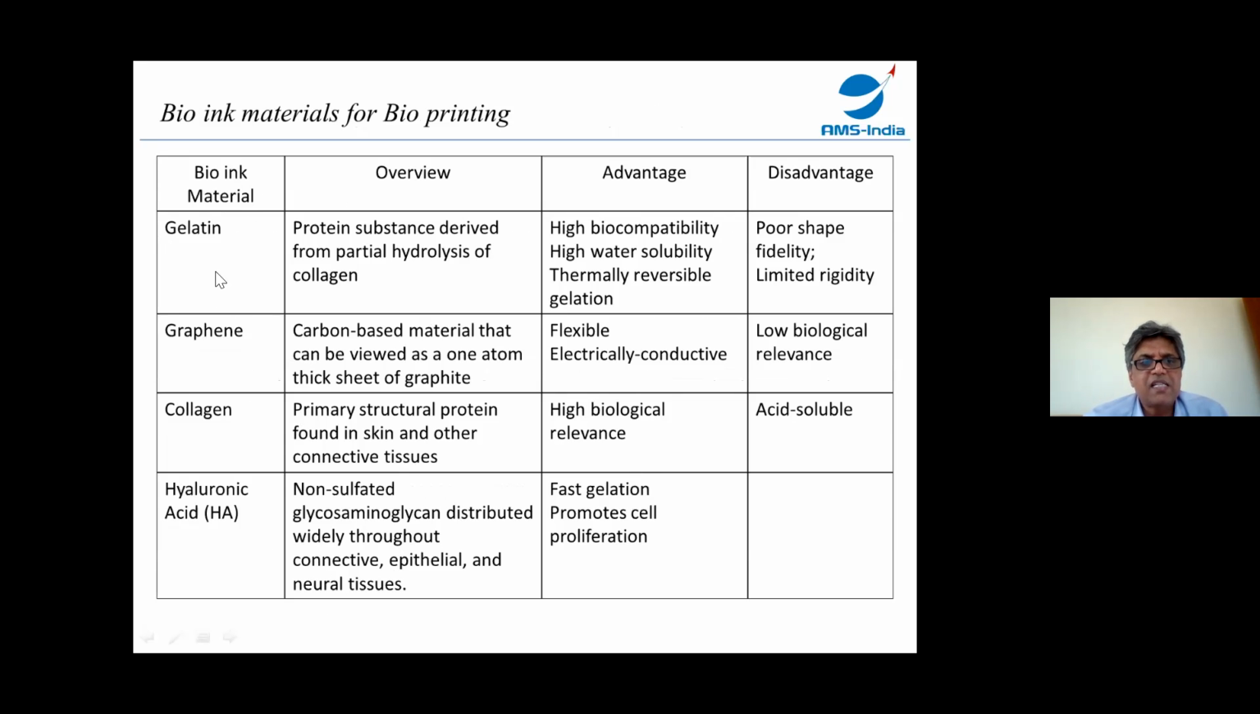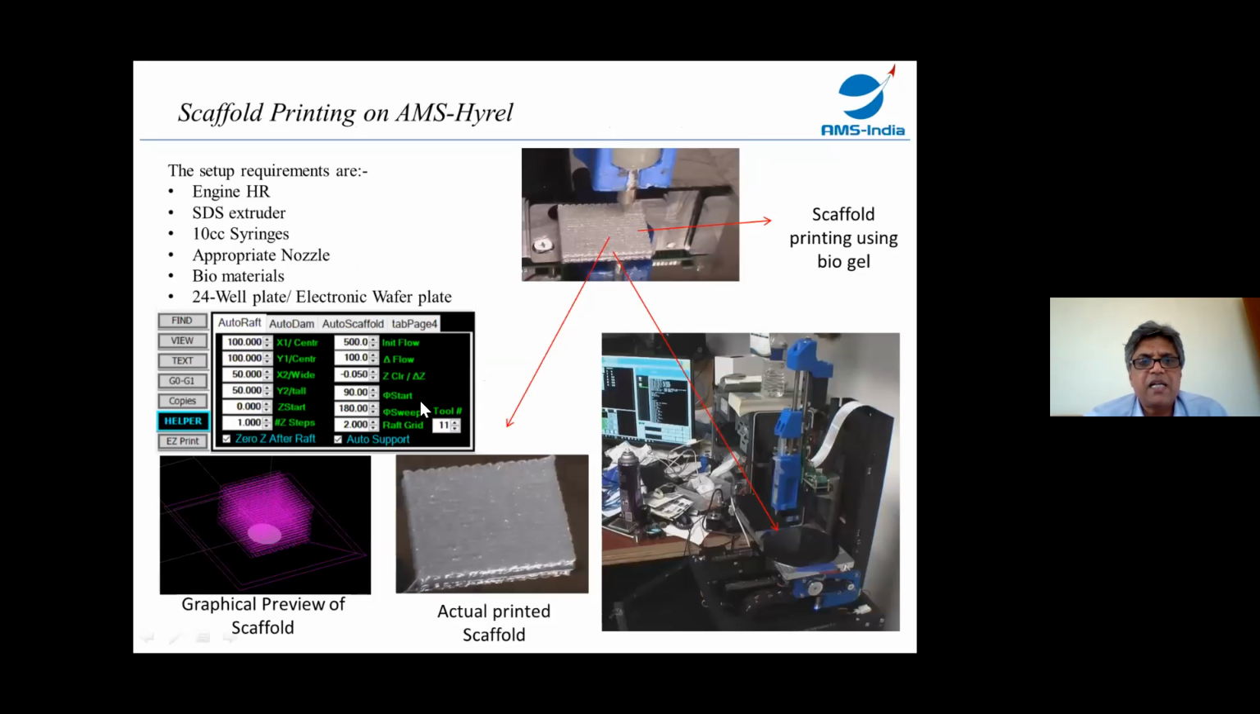Different ink materials like gelatins, graphenes, and collagens can also be printed. These are the advantages and disadvantages that I listed out here. Basically, what is being done on the machine? The machine is a very accurate machine, like I told you. We use the same syringe extruder that I showed you before. We use only a 10 cc syringe here.